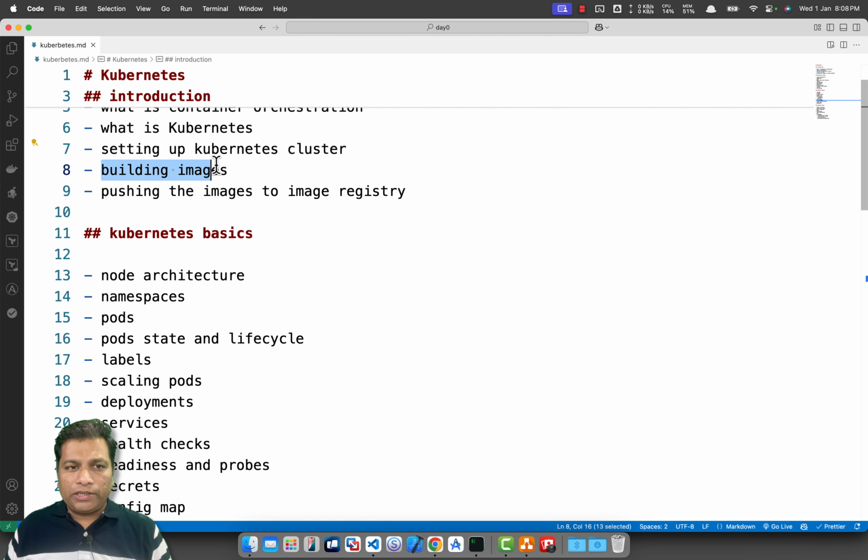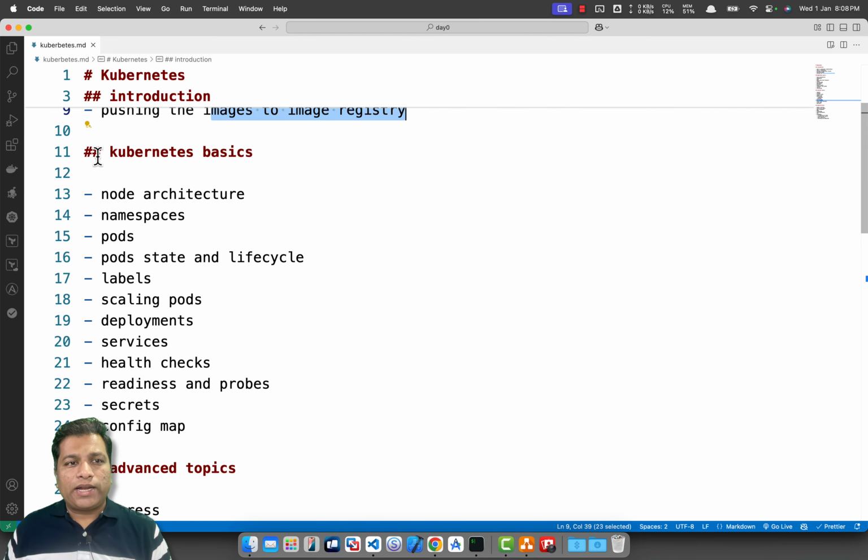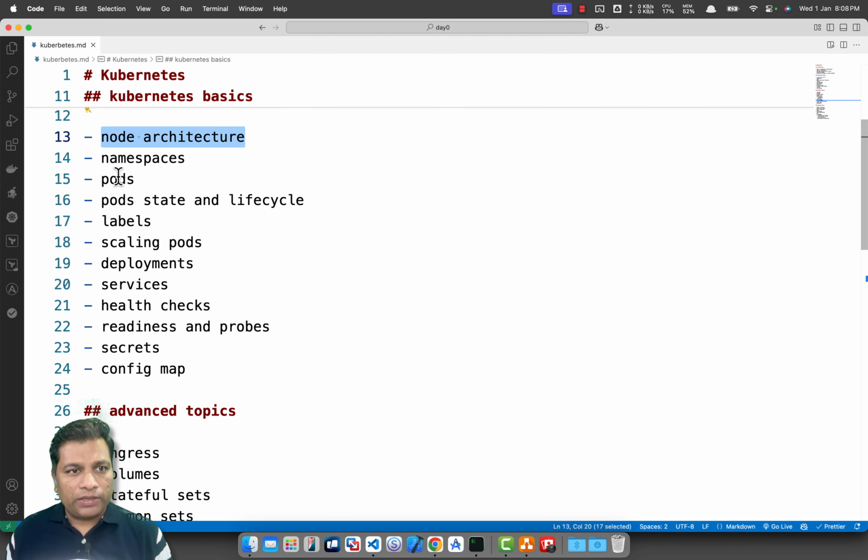Then we'll start building the images and pushing them to the image registries. We'll be using Docker Hub for the same. Then we'll start understanding Kubernetes basics, like how the node architecture is set up, what you mean by master node, what you mean by worker node, and how they communicate with each other. Then we'll start understanding namespaces, pods, and so on and so forth.